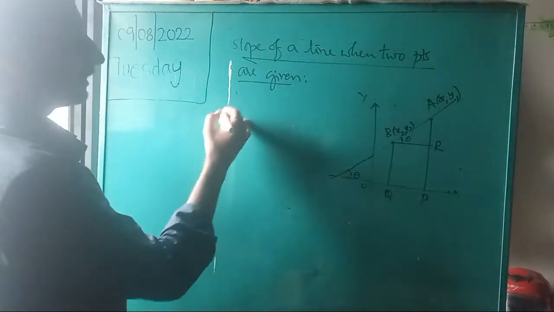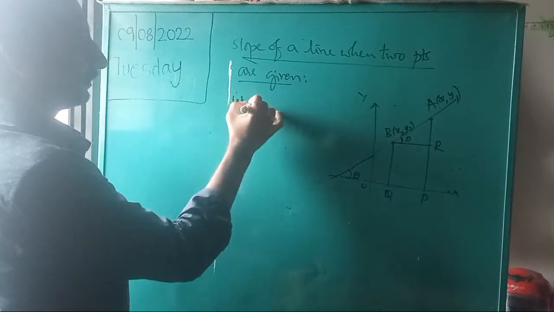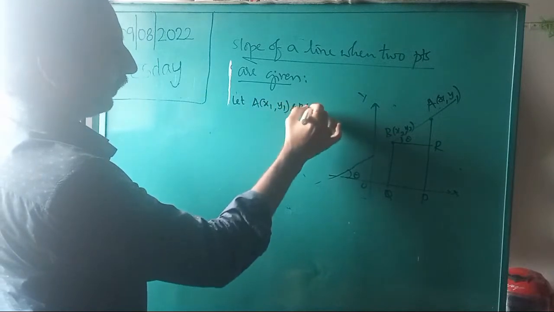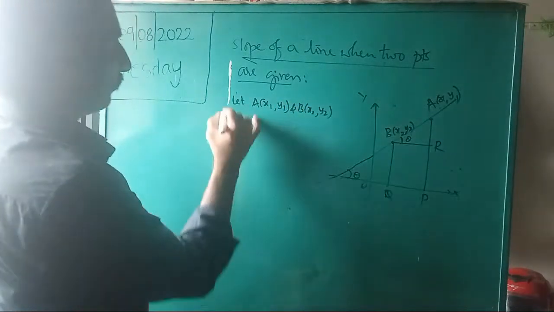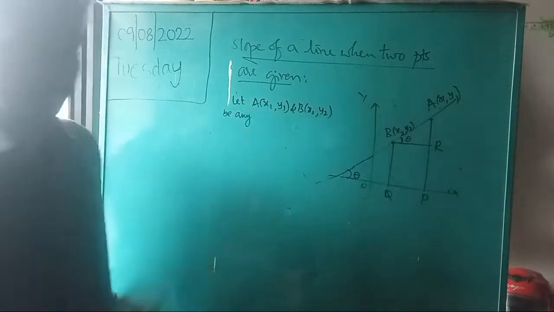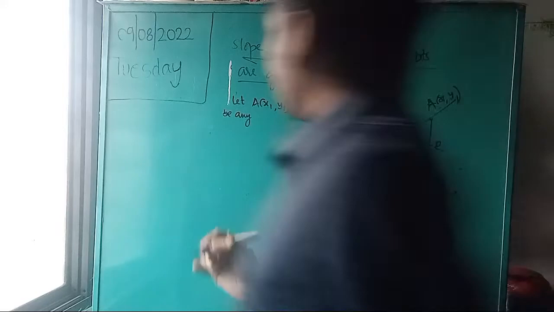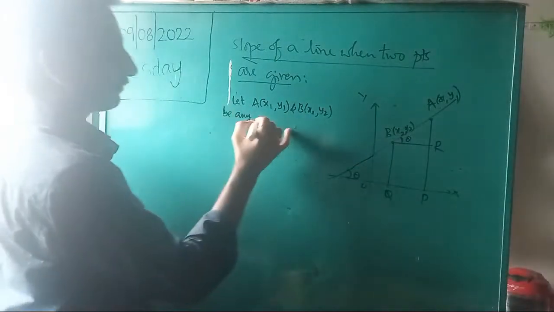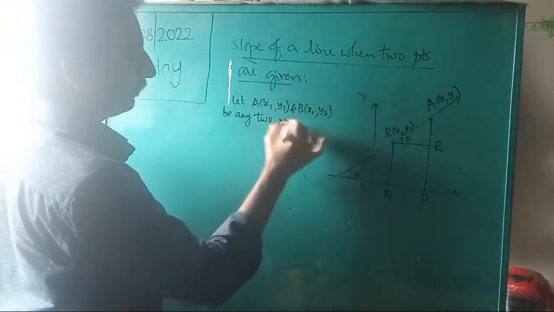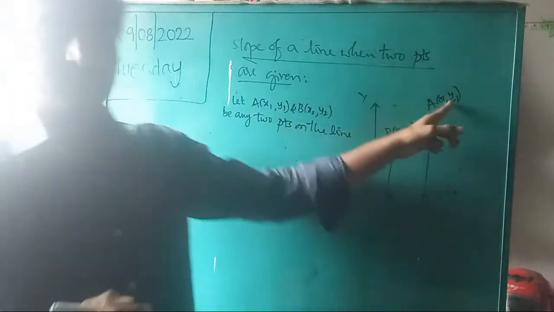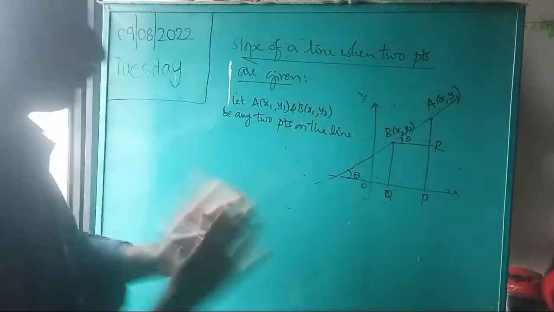Now look at it. Let A of x1 comma y1 and B of x2 comma y2 be any 2 points on the line, correct? Be any two points on the line. A x1 y1 and B x2 y2, these are any two points on the line here.